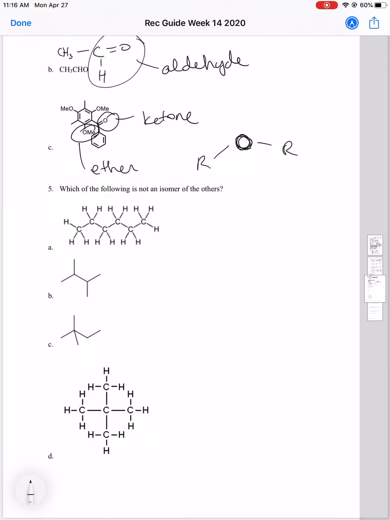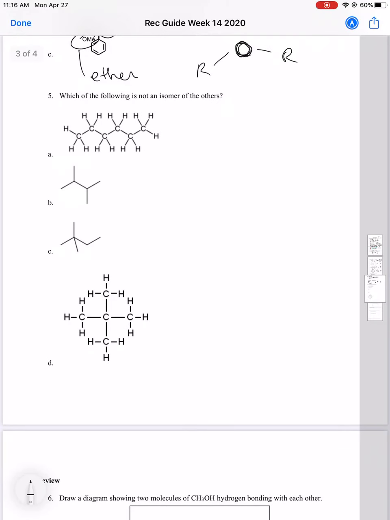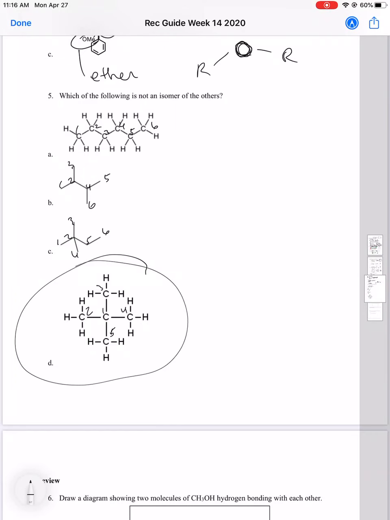Which of the following is not an isomer of the others? So remember, an isomer is something that has the same number of each type of atom, but it has a different rearrangement. So let's go ahead and count all the carbons. 1, 2, 3, 4, 5, 6. 1, 2, 3, 4, 5, 6. 1, 2, 3, 4, 5, 6. 1, 2, 3, 4, 5. So D is the only one that has a different number of carbons, so that's not our isomer.